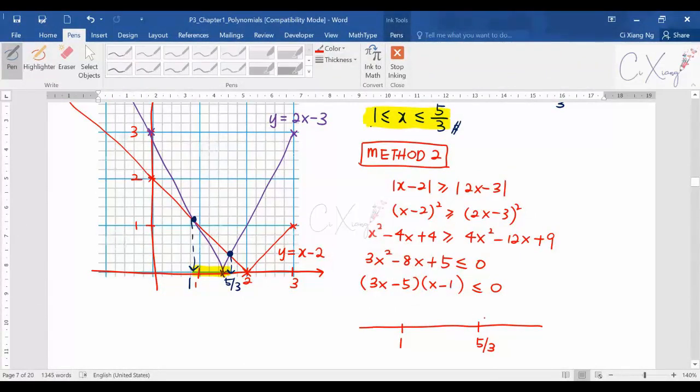For this quadratic inequality, I draw a number line. If you want to draw a smiling face or sad face, also can, up to you, U shape or N shape. So this one is plus, minus, plus. For this inequality, I need negative. Therefore, this is my answer. I can write the answer by using the number line method, so it will be 1 until 5/3.